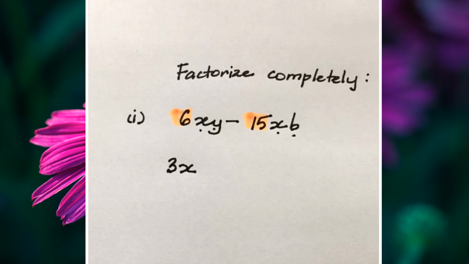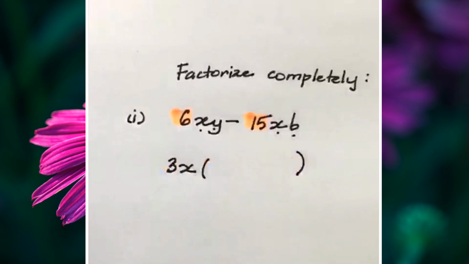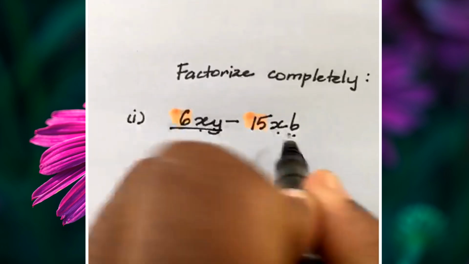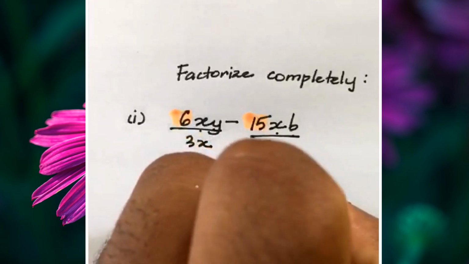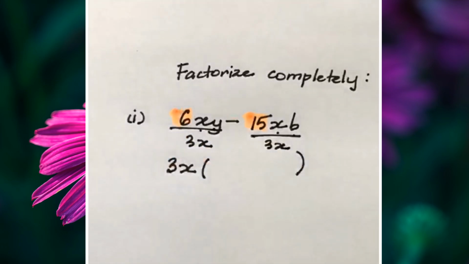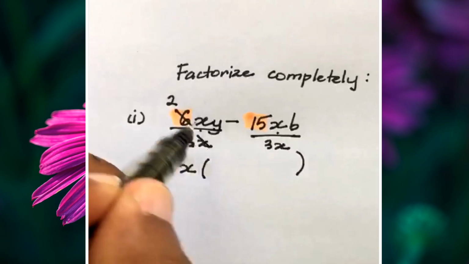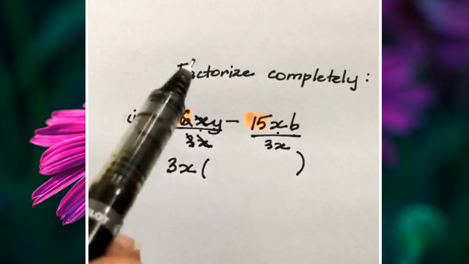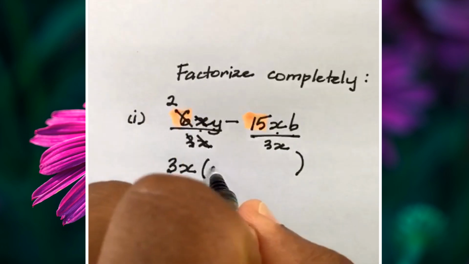Now that I've found the highest common factor, I'll just follow the basic steps. Open up my brackets, and then divide both terms by that highest common factor of 3x. Alright, watch carefully now. 3 into 3, 1. 3 into 6, 2 times. This x cancels that x, so on the left side I'm left with 2y.